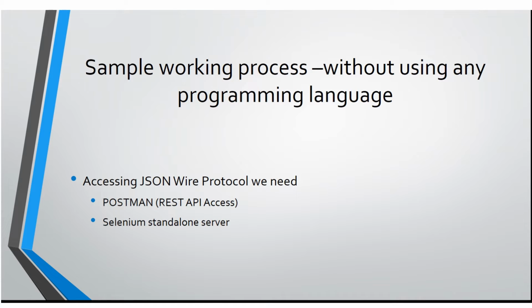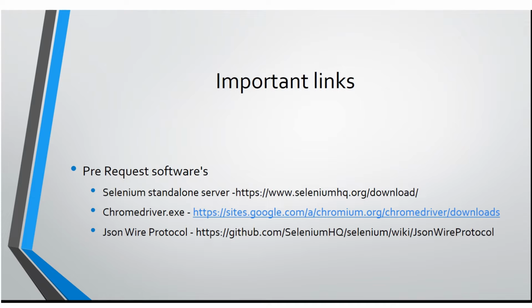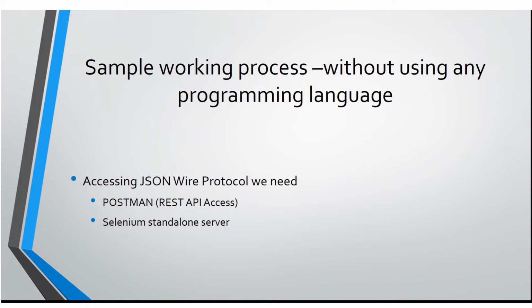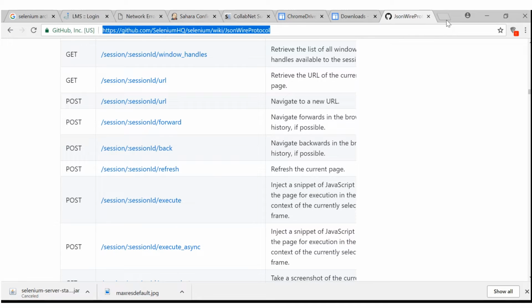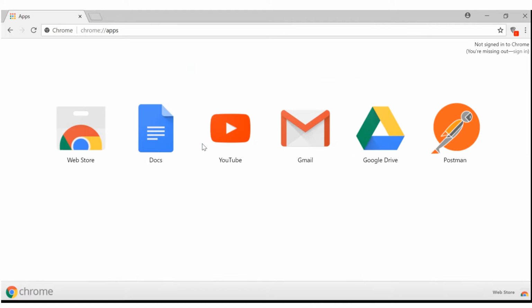Here we are going to show a sample working process, without using any programming, of how we can achieve this request and response in Selenium. For this we need Postman, which executes the REST API access, and we need a Selenium standalone server, which uses this JSON Wire Protocol API. I'm going to show it in a practical way. First, I need Postman. I already installed Postman, so I'm opening it.